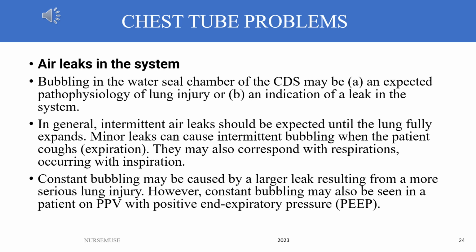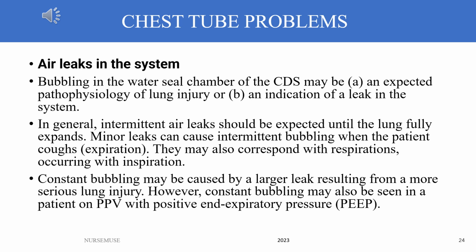Some more chest tube problems. We can have air leaks in the system. Bubbling in the water seal chamber may be an expected pathophysiology of lung injury or an indication of a leak in the system. This is why nobody really likes chest tubes, because they're a simple machine, but there are many problems that can go wrong with it.